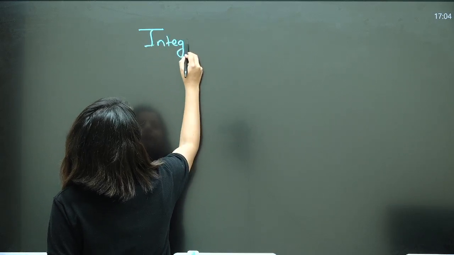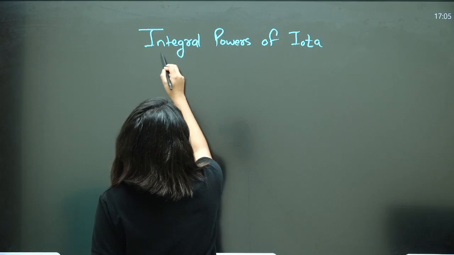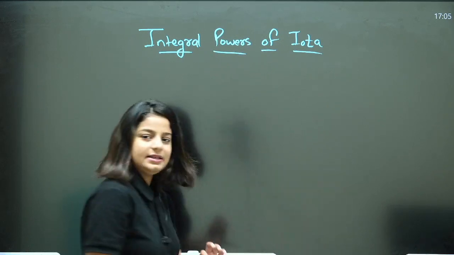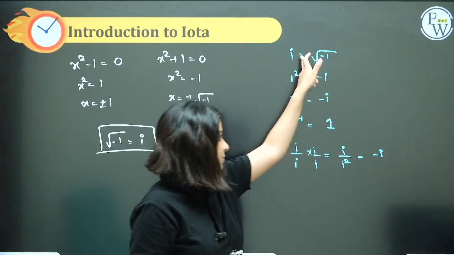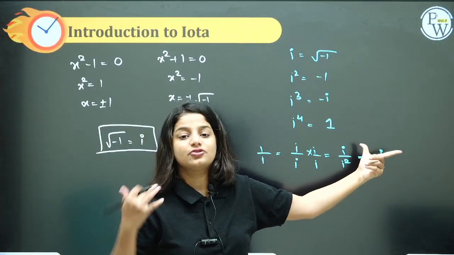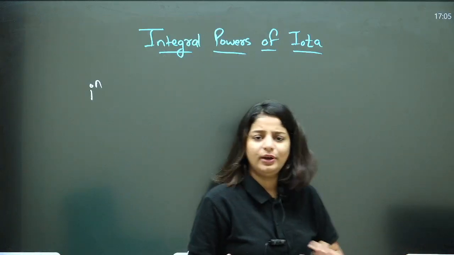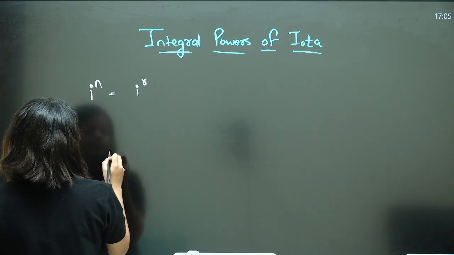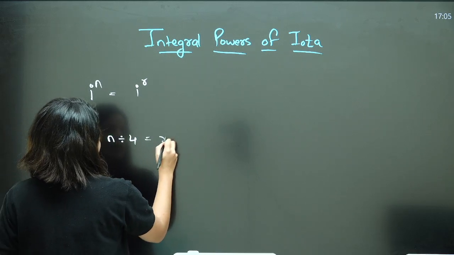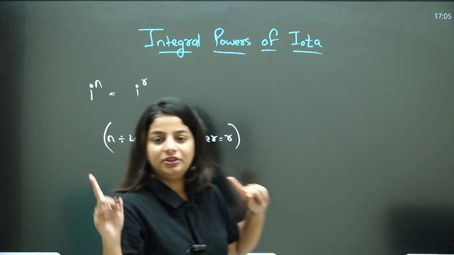Now we want to understand integral powers of iota. How to solve questions on higher powers of iota. Let's take, for example, any power n, i raised to n. The first 4 values I asked you to learn by heart, and this fifth one also. You have to remember. But what if the power is not 4? It is some bigger number, 36, 57, 129, 540, any other number. In that case, all you will do is divide the power by 4 and write down the remainder.